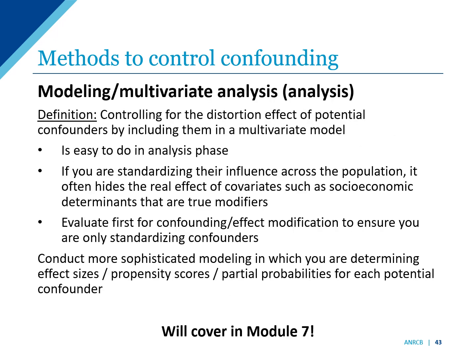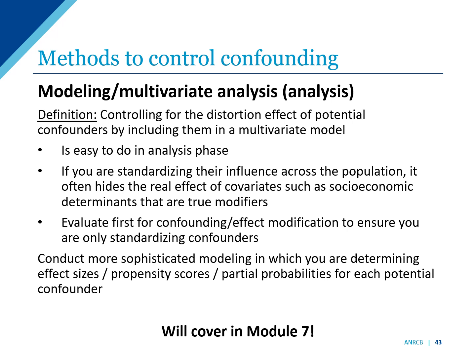The beauty of statistical modeling is that it allows us to include multiple variables in an analysis that may be distorting the relationship of interest. For variables that have little confounding effect, it is appropriate to control for them in a model by standardizing their influence across the population. But this can hide the effect of effect modifiers, such as some socioeconomic determinants, so it is important to assess variables for interaction and modification before controlling for them in analysis.